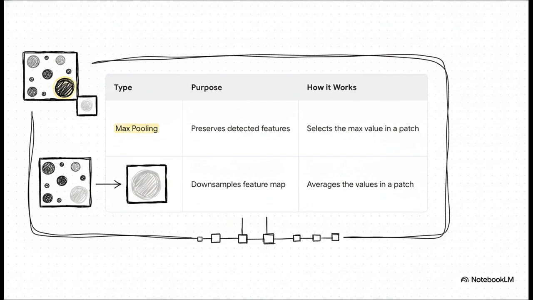It keeps the strongest signal. This is great for making sure the most important features get passed on. Then there's average pooling, which, you guessed it, just takes the average of all the values in the window.